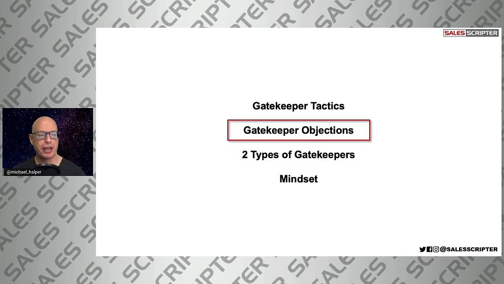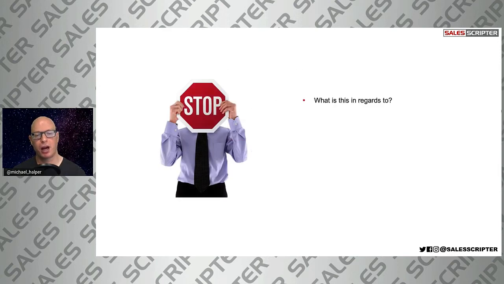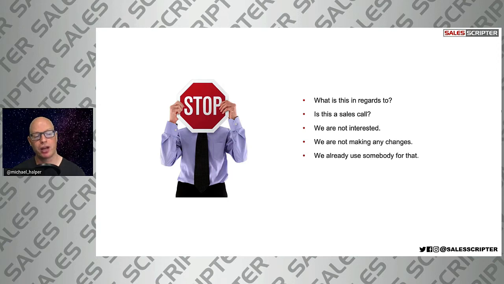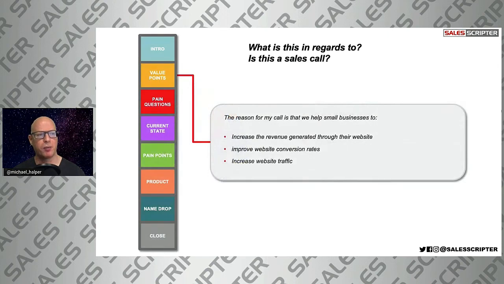Now let's talk about gatekeeper objections. There are very common objections that you get from gatekeepers, and they're usually always the same. What is this in regards to? Is this a sales call? We're not interested. We're not making any changes right now. We already use someone for that. We do not need that right now. Send me your information. Let's talk about each of these one at a time, starting with what is this in regards to? Is this a sales call?